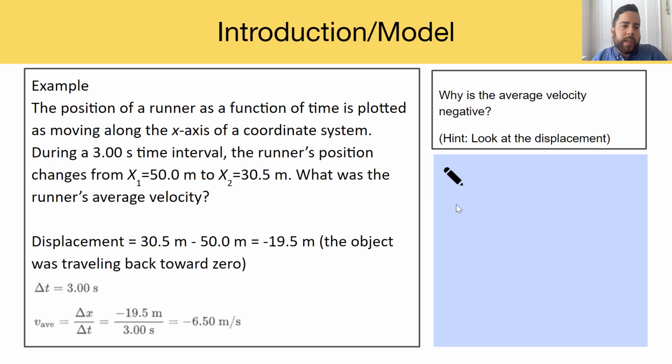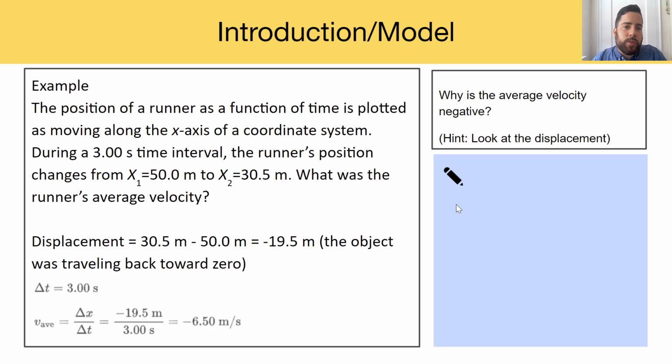Okay, so in physics, oftentimes we will mark the position of a moving object as a function of time. So during a 3-second time interval, a runner's position changes from 50 meters to 30.5 meters. And we want to know what the average velocity was.